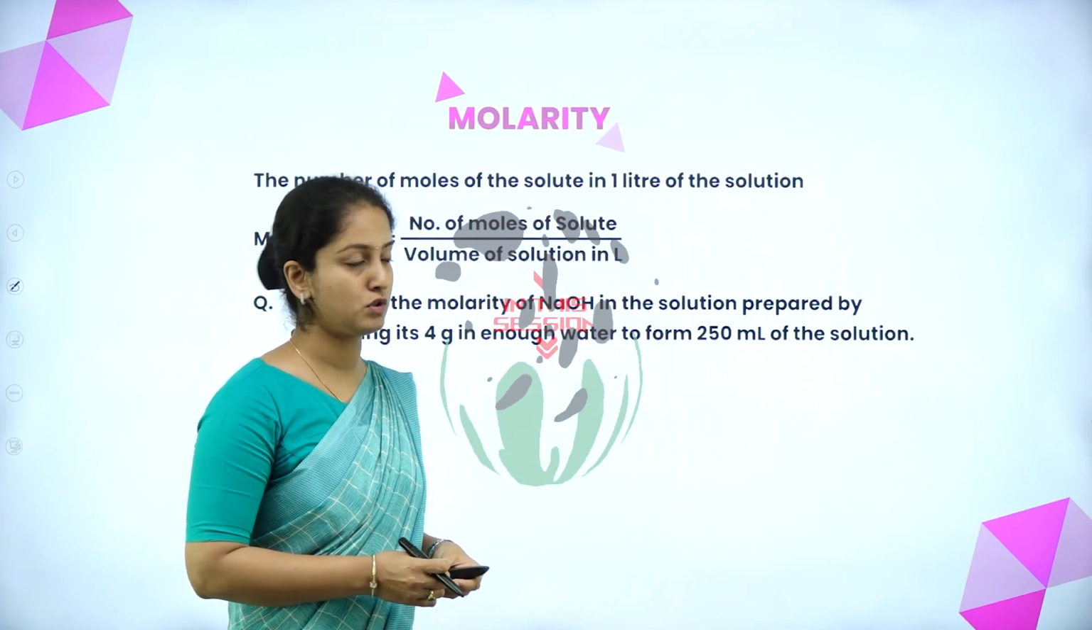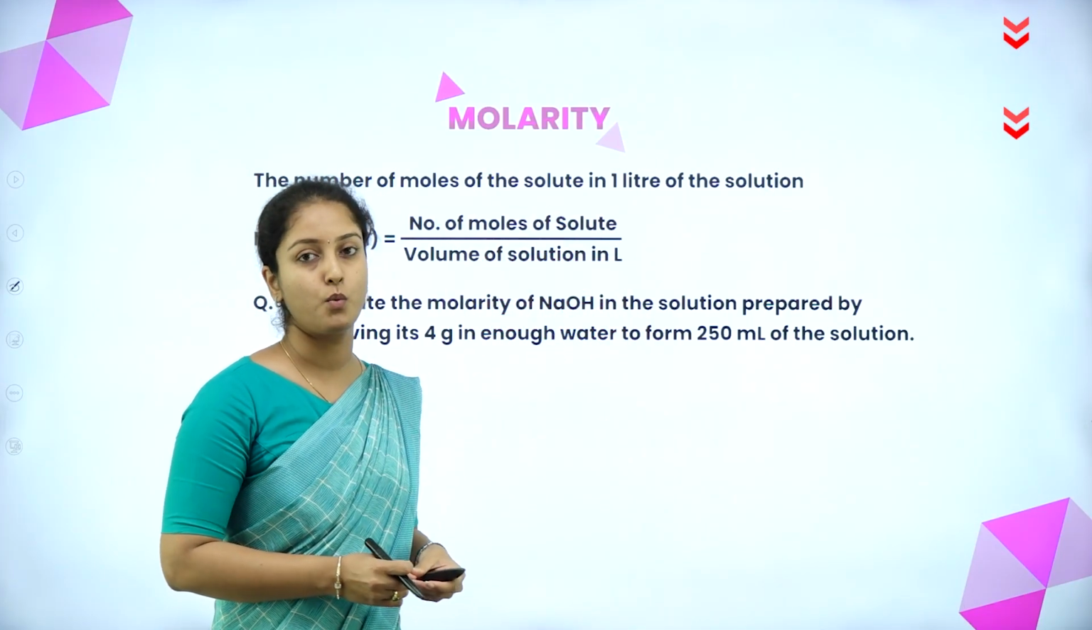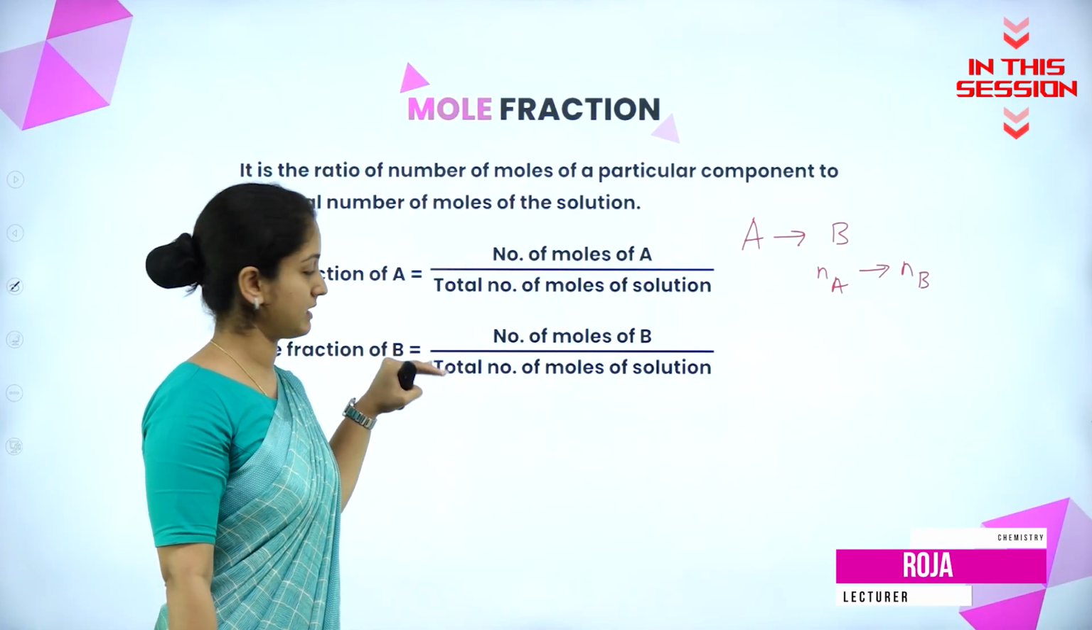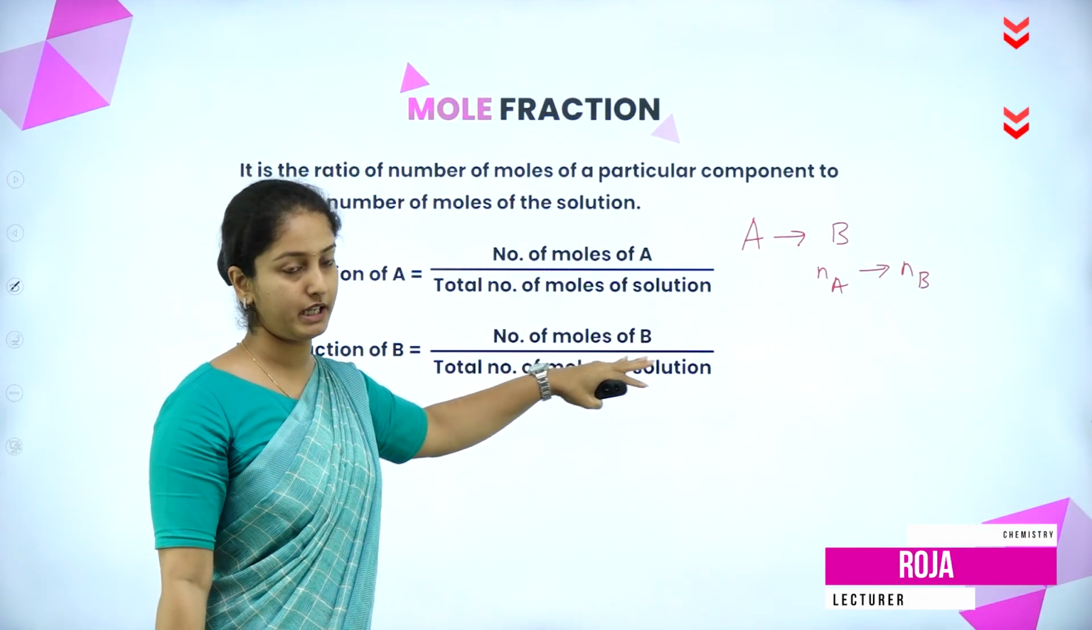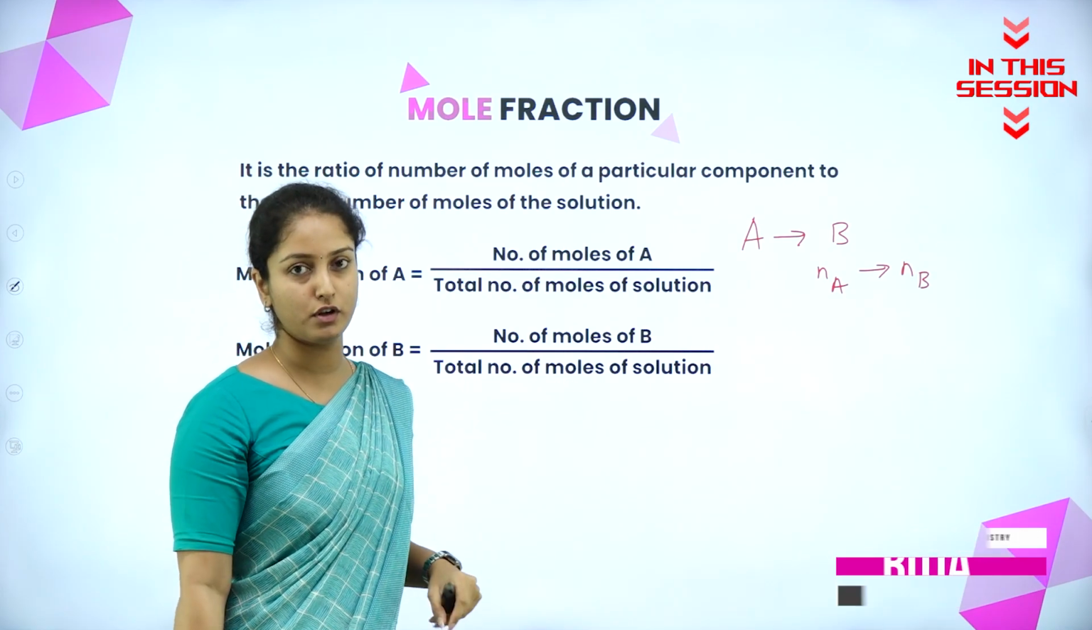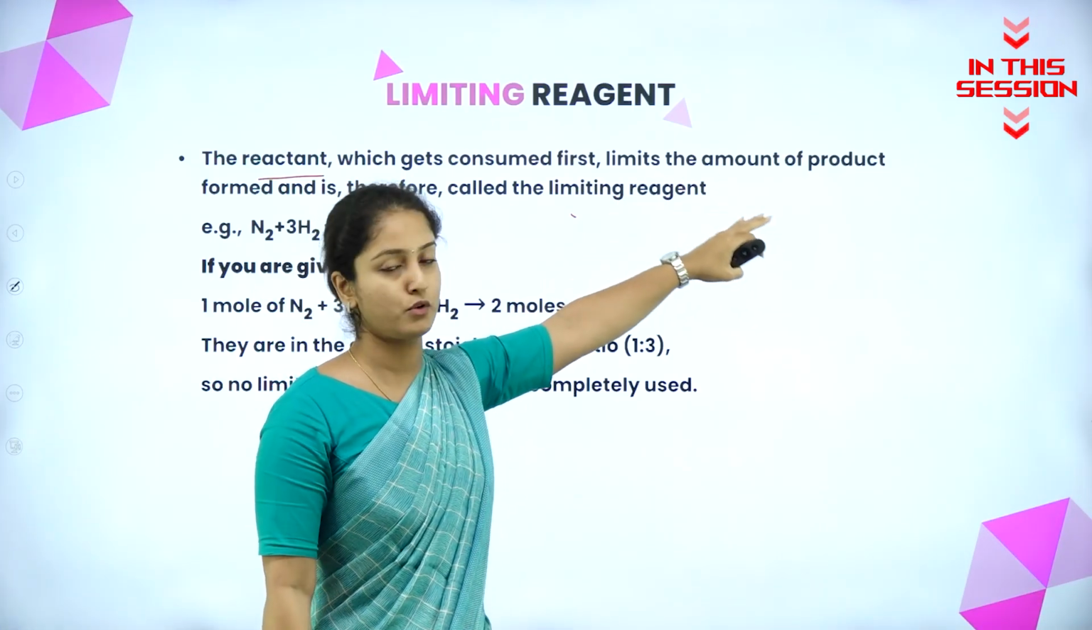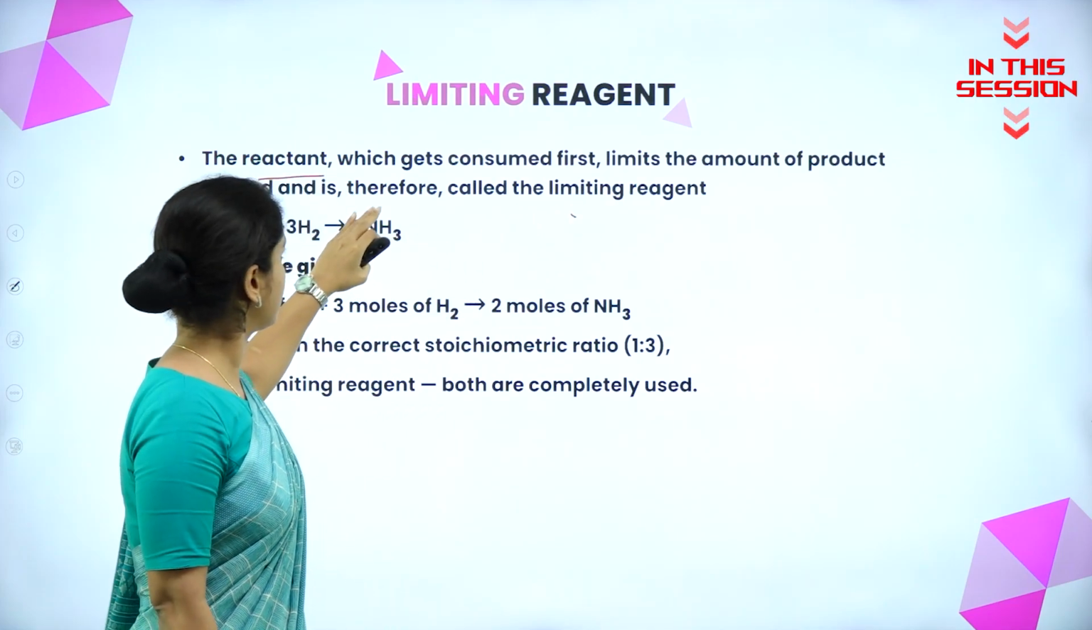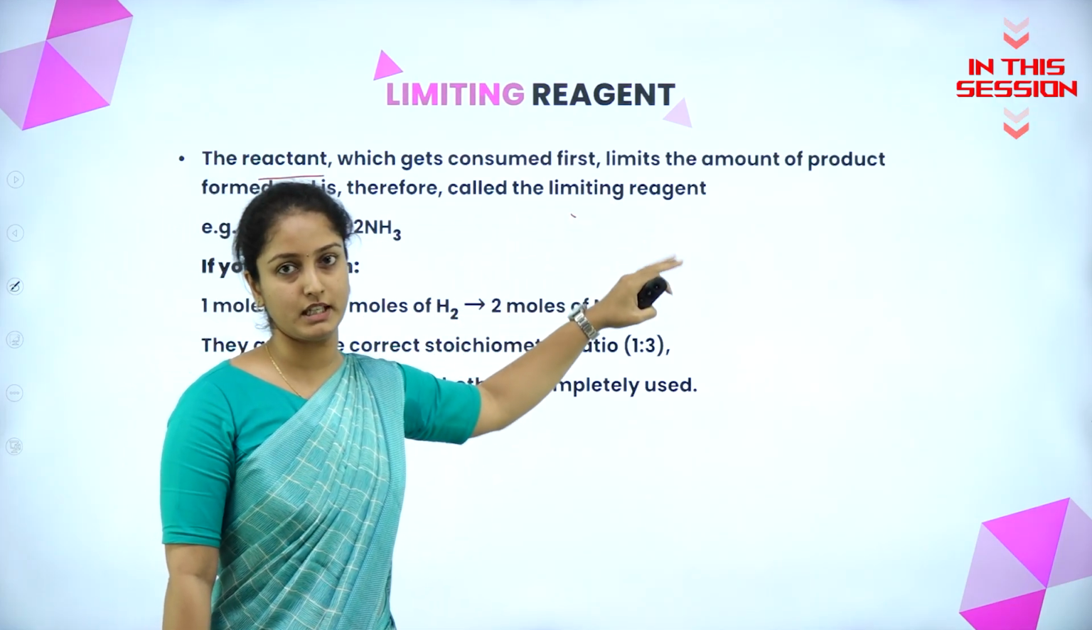Molarity is the number of moles of solute in 1 liter of a solution. So mole fraction of B is equal to number of moles of B divided by total number of moles of solution. It limits the amount of product in the reaction and therefore it is called as limiting reagent.